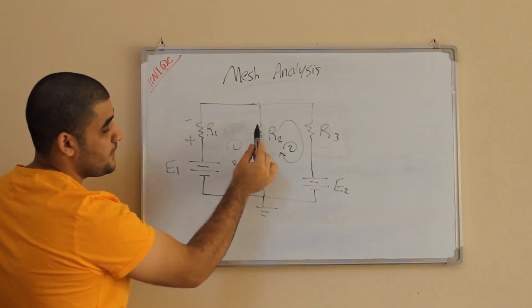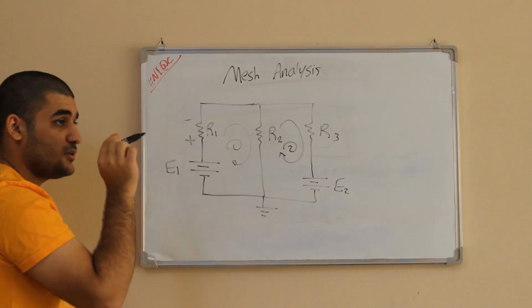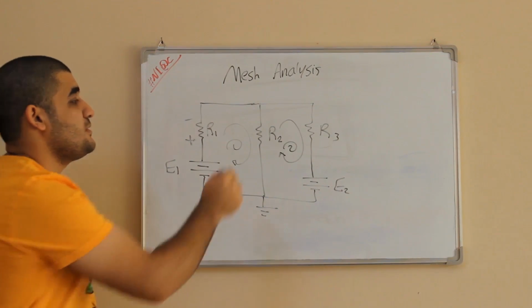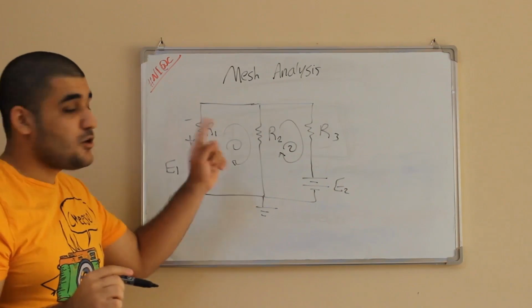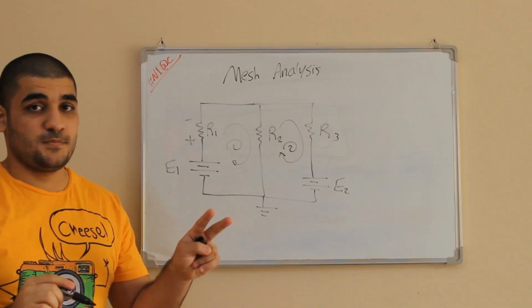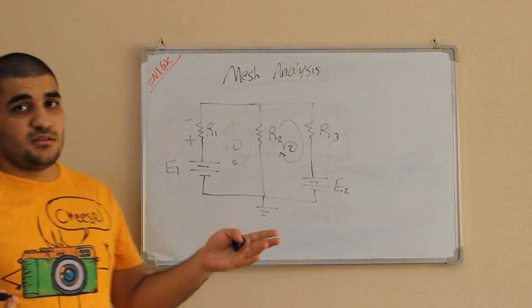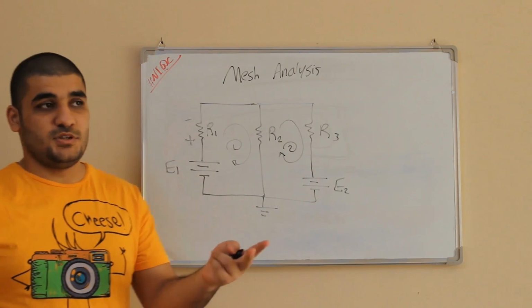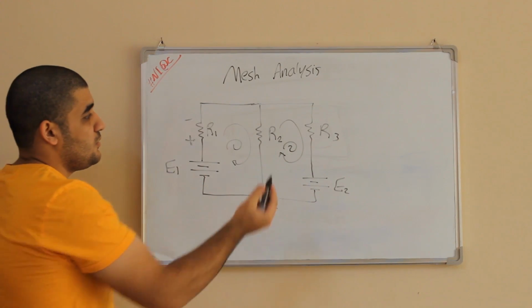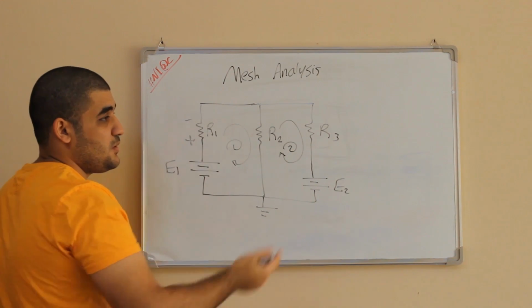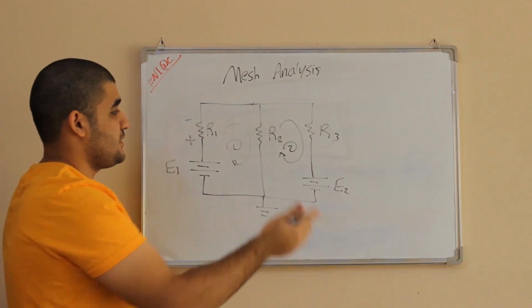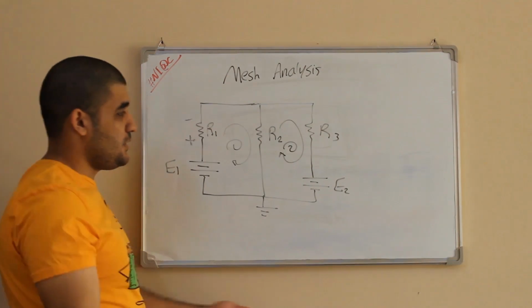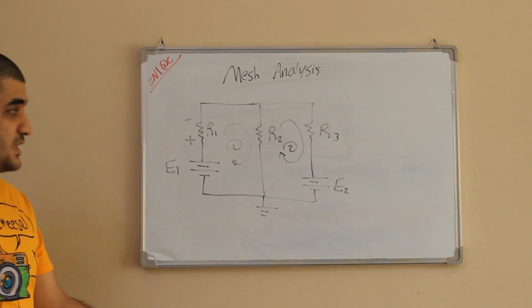Now you come here. Look, here is something you have to take note of. This element, this resistor, which is R2, is a common resistor between two meshes. So, okay Hussein, it's common between two meshes. Where do I put the signs? The plus here and the minus here, or the plus here and the minus here? How can I know where to put my signs?